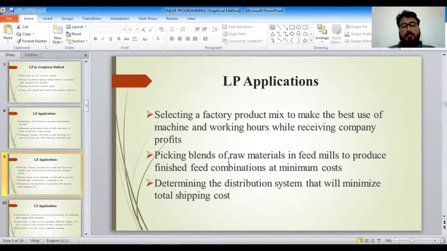Fifth, picking a blend of raw materials in feed mills to produce finished feed combinations at minimum cost. Sixth one, determining the distribution system that will minimize total shipping cost. We can have some optimum solution for production or inventory in order to maximize the profit and minimize the cost of production.